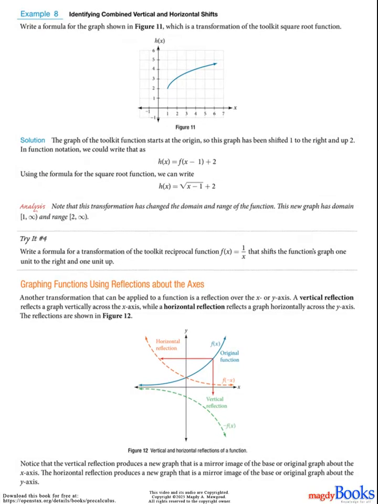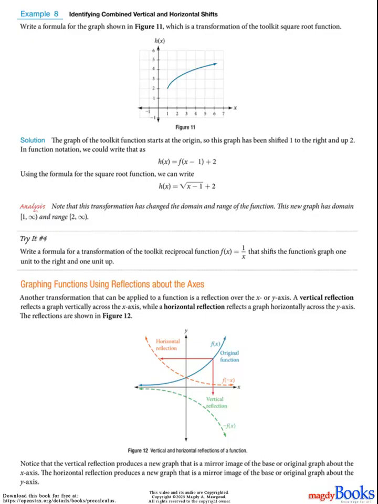1.5.2. Graphing functions using reflections about the axis. Another transformation that can be applied to a function is a reflection over the x or y axis. A vertical reflection reflects a graph vertically across the x-axis, while a horizontal reflection reflects a graph horizontally across the y-axis. The reflections are shown in Figure 12.